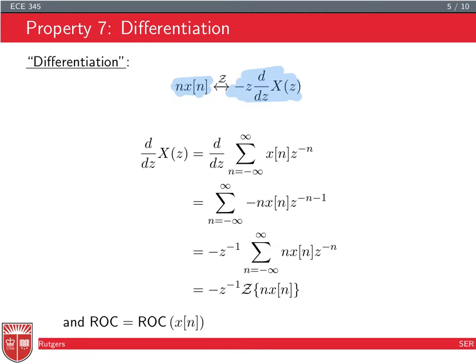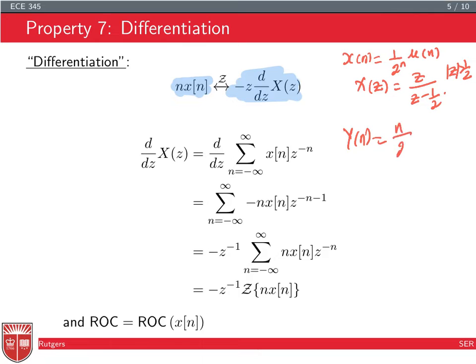Maybe a small example will clarify what's going on. So we know that if, let's suppose, x of n is equal to, that's the example I've been running with, (1/2)^n u of n, then I know that x of z is going to be equal to z divided by z minus 1/2 with |z| greater than 1/2, right? Now the question is, suppose we take y of n to be equal to n (1/2)^n u of n. And now find y of z.